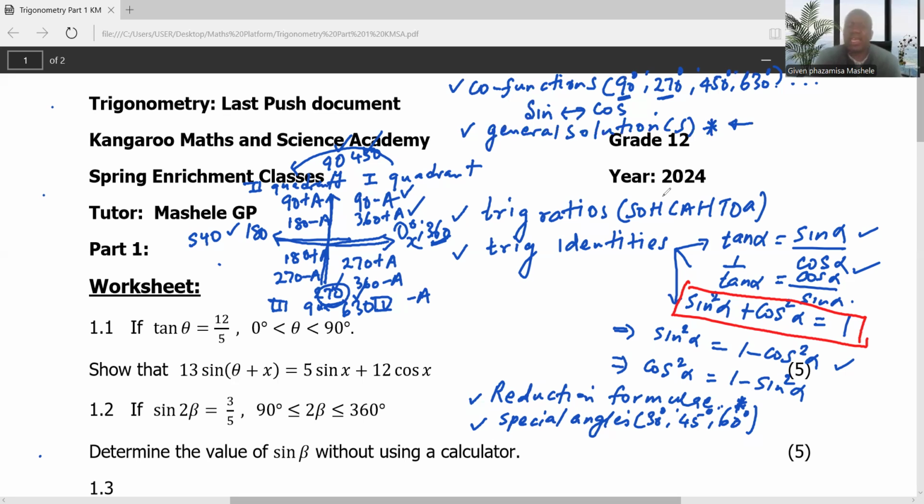Then another key aspect that you need to know, since you're in grade 12 now, is that you need to familiarize yourself with the compound angles and double angles. Remember, we have a compound angle for sine and we have a compound angle for cos. And this one I actually provided for you. So it's very important for you to know these things in order to solve trigonometry, especially for the first question.